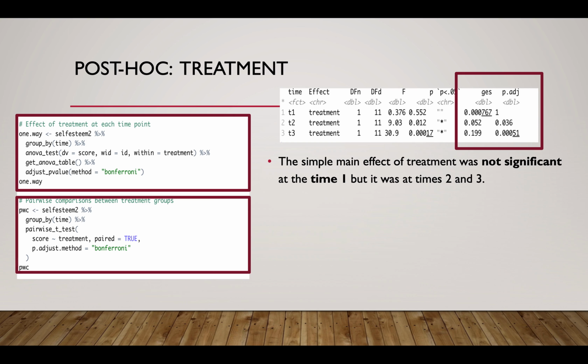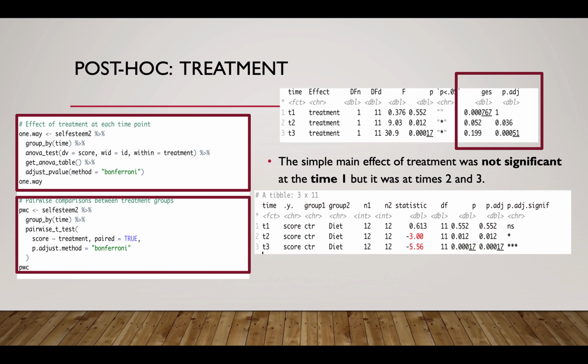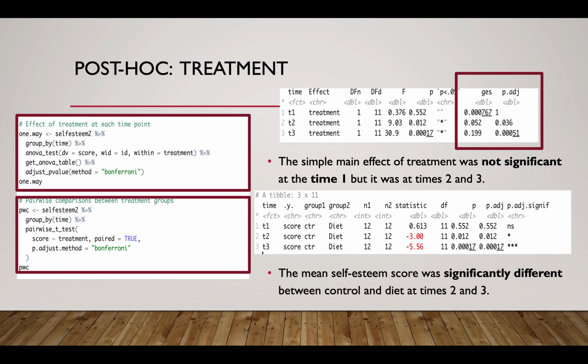Then we are running pairwise comparisons. And these are the results. As you can see, mean self-esteem was significant between control and diet at times 2 and 3, which you can see from the p-values here. Remember that when running multiple comparisons, you should use the p-adjustment method Bonferroni, and this will correct your p-value to allow for these multiple comparisons.